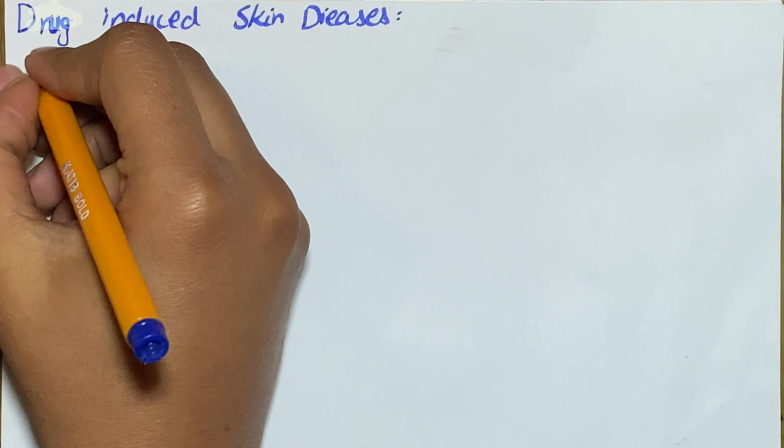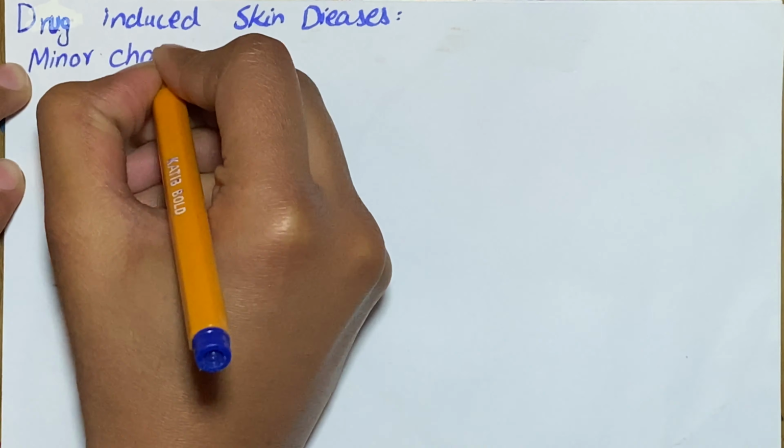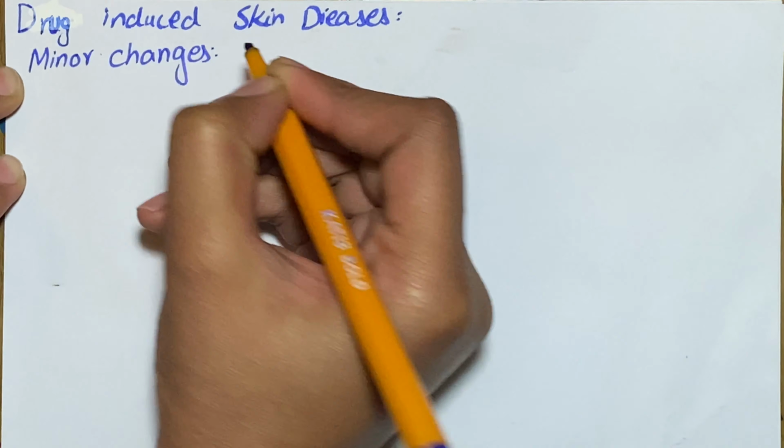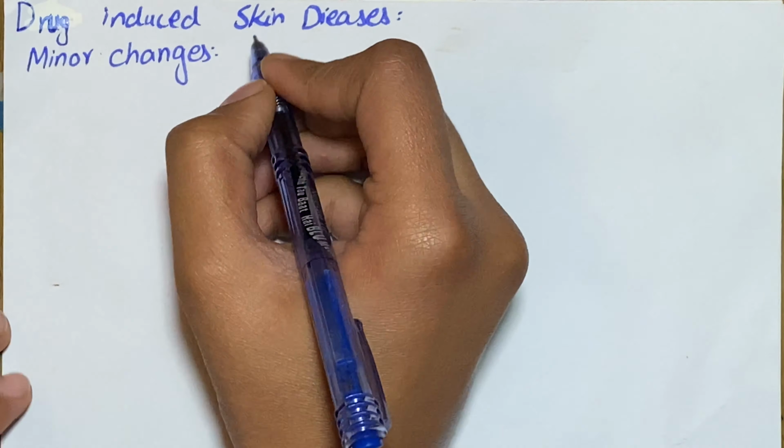In today's video, we are going to be discussing drug-induced skin diseases. These can be of three types: minor skin diseases, moderate type, and then severe type. In this video, we are going to be discussing minor skin changes.